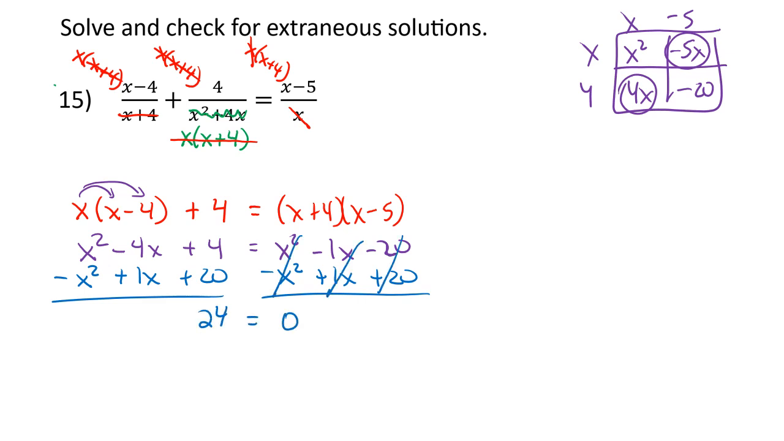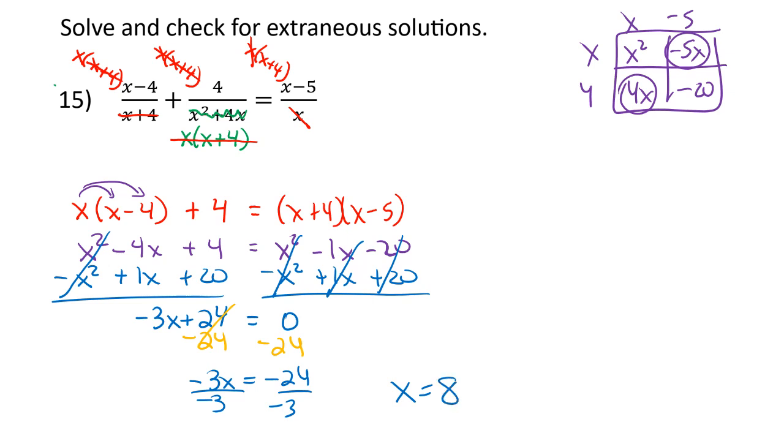You have 24, negative 3x, and the x squareds cancel out. All right, so now I'm down to -3x plus 24. So I'm going to minus the 24 over so I can solve for x. So I have -3x equals -24. Divide both sides by -3. And so x is equal to 8. I just have to see if that is a solution or not. So we have to go back to the original and plug it in, see if it makes any sense.